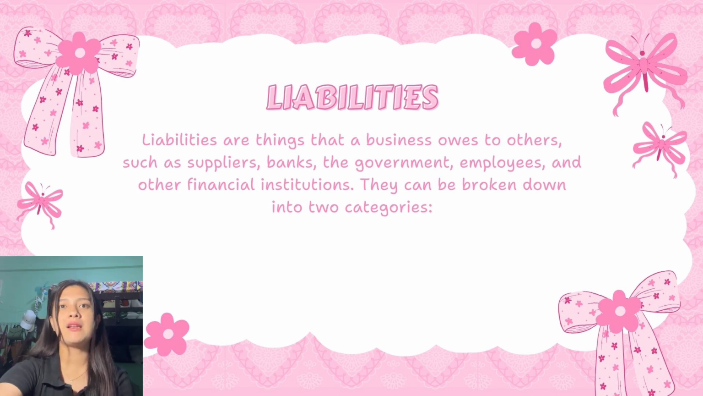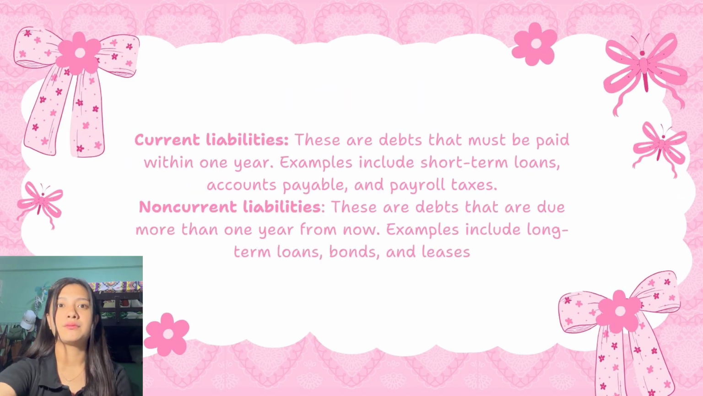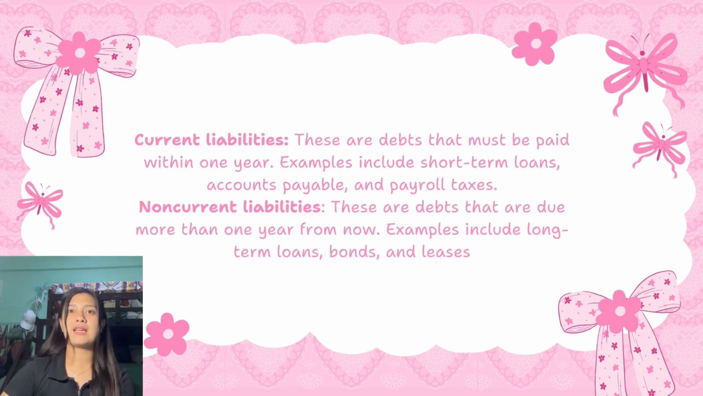Liabilities. Liabilities are things that a business owes to others, such as suppliers, banks, the government, employees, and other financial institutions. They can be broken down into two categories. Current liabilities. These are debts that must be paid within 1 year. Examples: short-term loans, accounts payable, and payroll taxes.